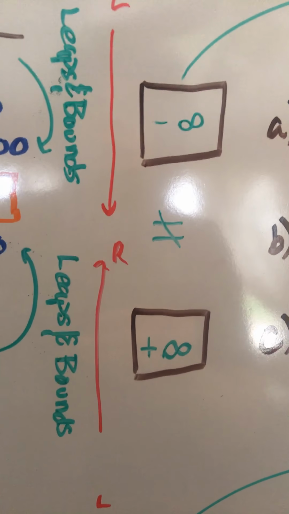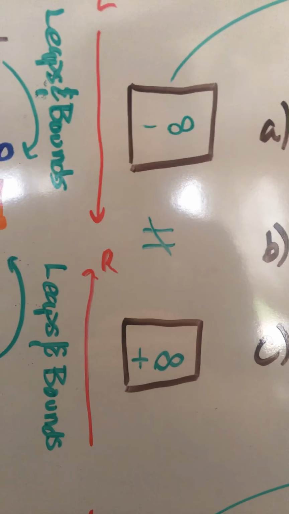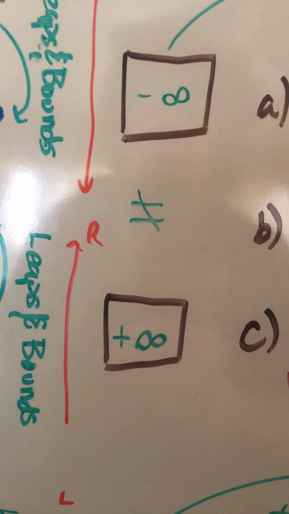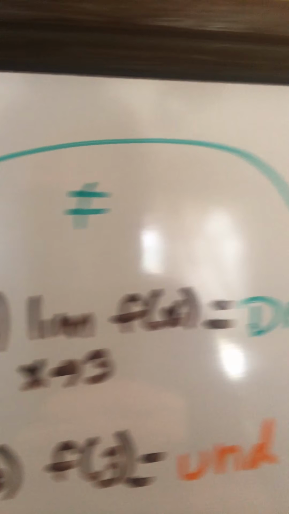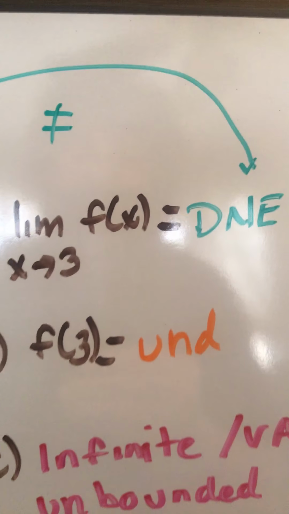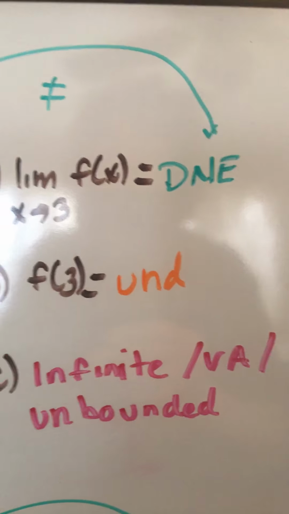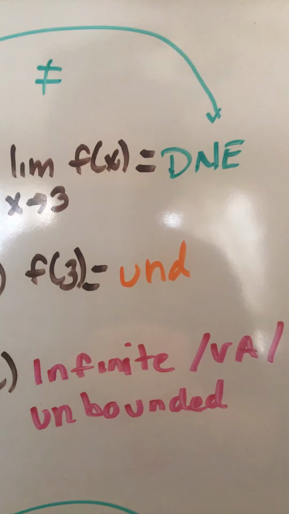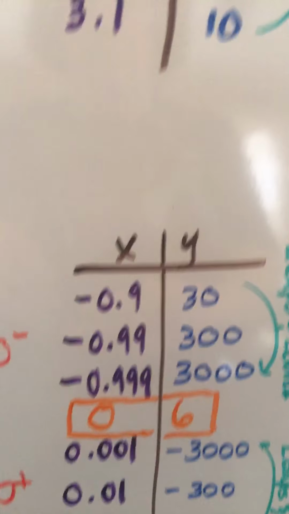These infinities imply DNE, but heading to negative infinity. You don't have to write DNE, that's what it implies. Now, they're different infinities, so now my limit has to be DNE. I don't have an ordered pair. My function value is undefined. But when you have infinities, your answer for the discontinuity is infinite, vertical asymptote, and as college books will say, unbounded, including your textbook.